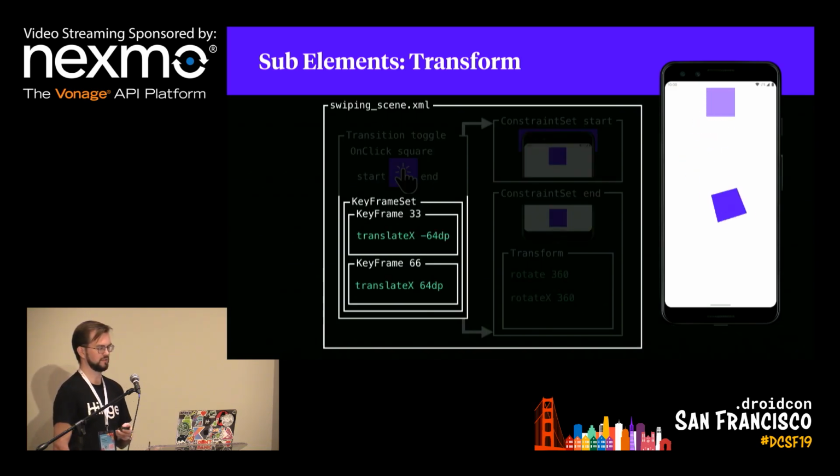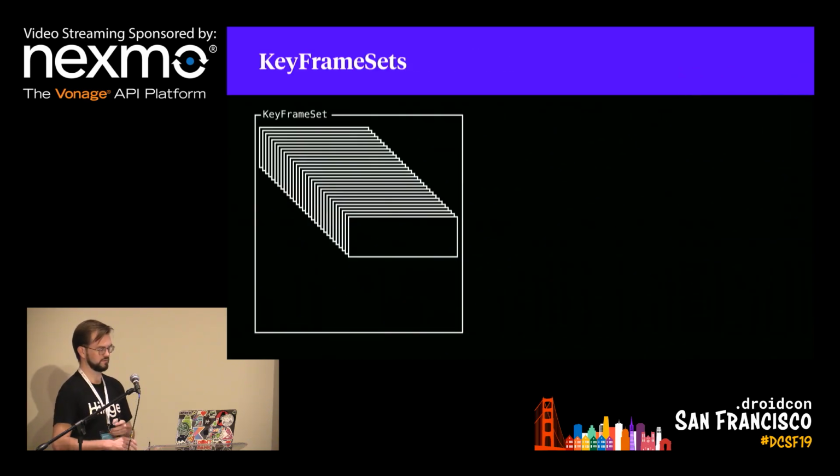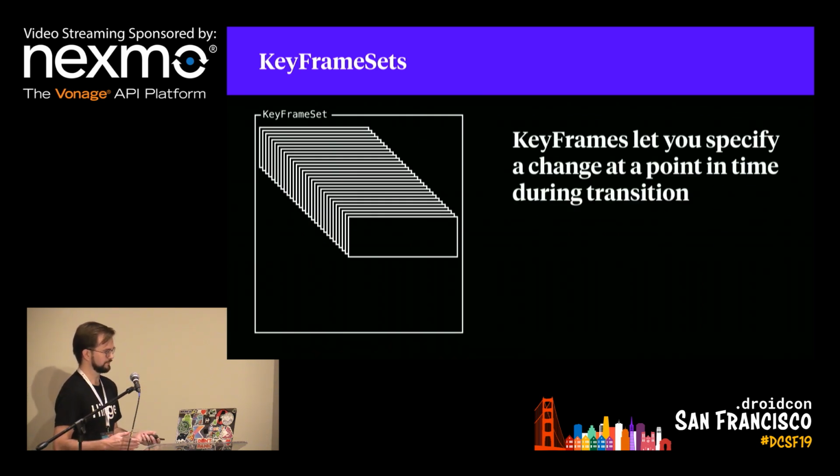So keyframe sets have the ability to modify an animation in flight as you're transitioning. And in this particular one, I have it translate negative 64 dp and positive 64 dp at different parts of the animation. So keyframe sets are a giant topic all on their own, and I want to spend a little bit of time on them. You can have up to 100 different keyframes for any given view in a transition. They let you specify a change at a point in time during a transition.